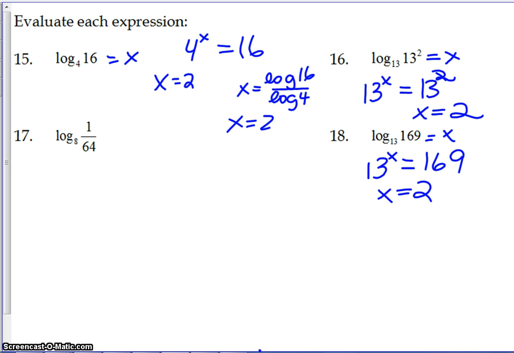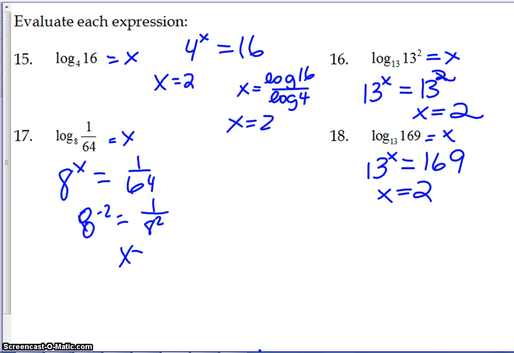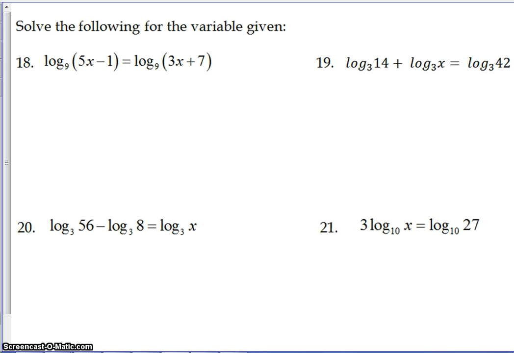Now in 17 we have, set it equal to x, 8 to the x equals 1/64. Well, how do you get 1/64? I know 8 squared is 64, but to get the 1/64, it must be to the negative 2, because 8 to the negative 2 is 1 over 8 to the 2, so 1 over 8 squared. So in this case, x is a negative 2. Okay? Next set of problems.